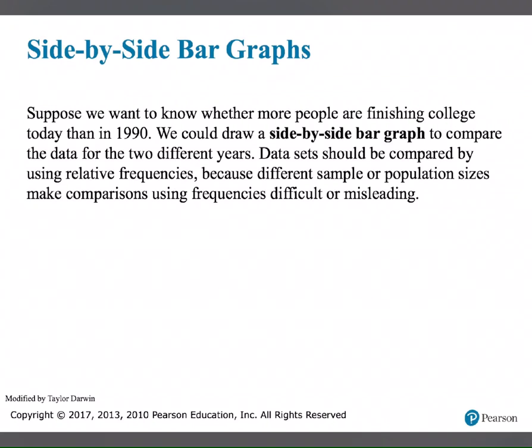Okay, there's also something called a side-by-side bar graph. And that is when maybe you want to compare data. You can literally put it side by side and it really helps you compare. But let's say we want to know whether more people are finishing college today than in 1990. We could draw a side-by-side bar graph to compare the data for these two different years. The data set should be compared by using relative frequencies because different sample or population sizes making comparison using frequencies are difficult or misleading. And I'll kind of go a little more into that in a second.